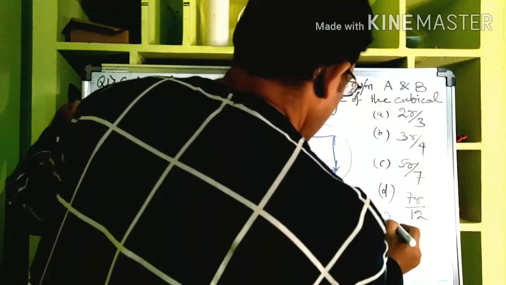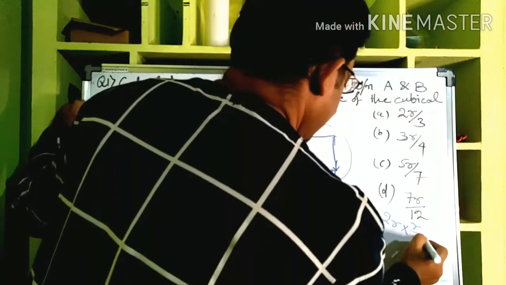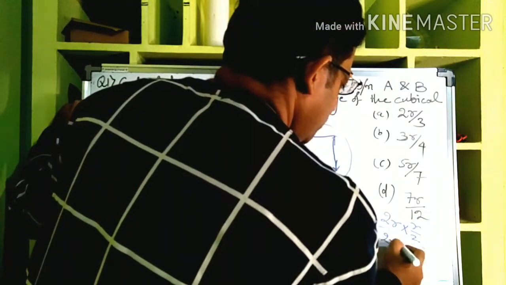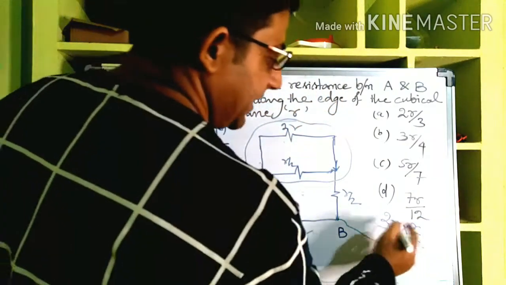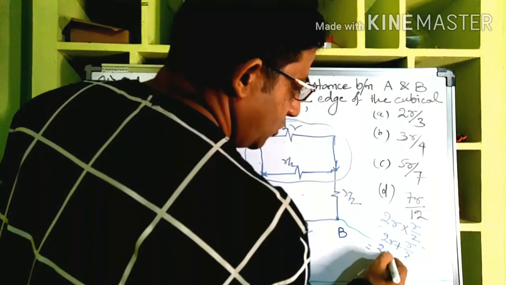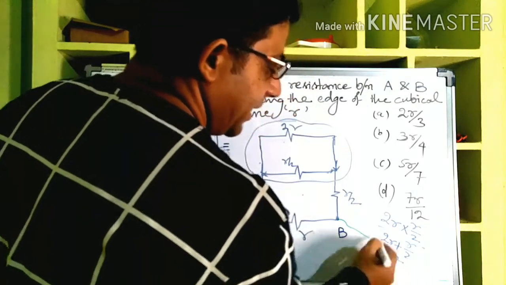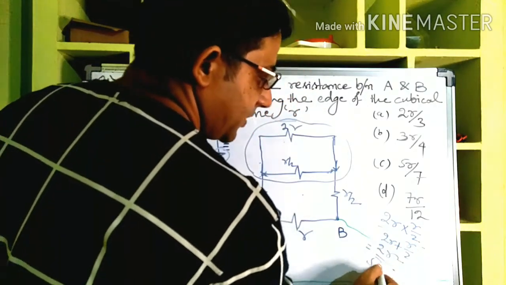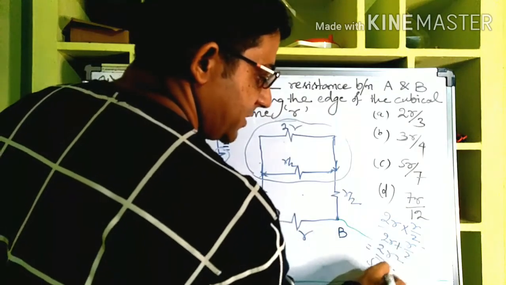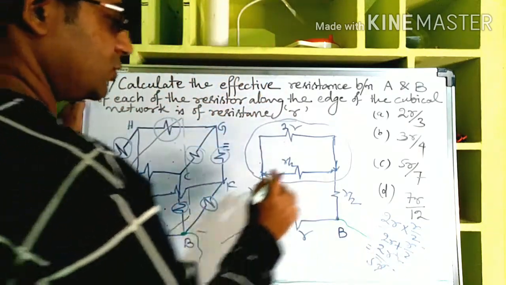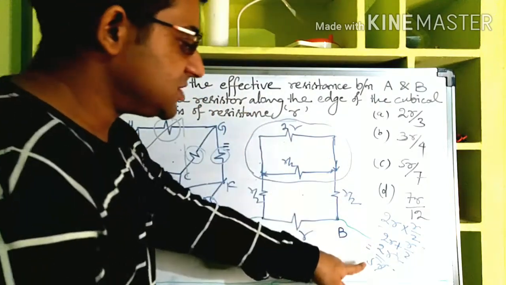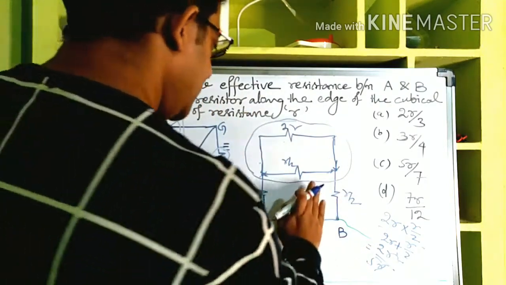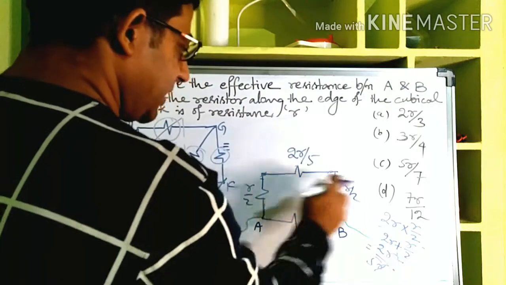Isn't it 2R multiplied by R by 2 divided by 2R plus R by 2? Now if we take LCM 2, the 2 will get cancelled. This is equal to 2R square divided by 5R. 2 into 2, 4R plus R, 5R. So 2R by 5. So instead of all these things, I can replace by one resistance which is equivalent to 2R by 5. So this is 2R by 5, R by 2, R by 2.